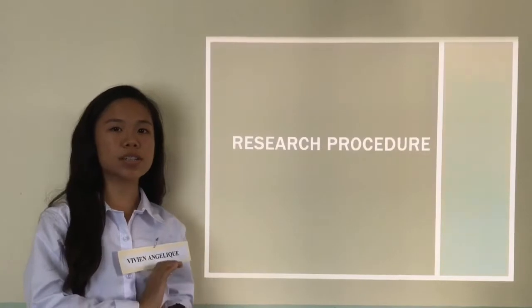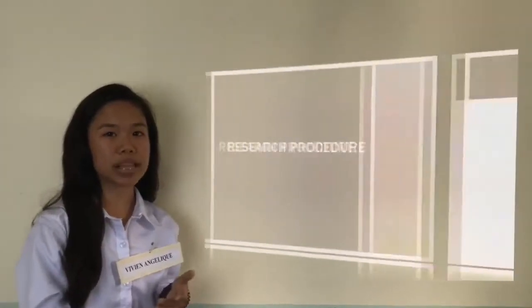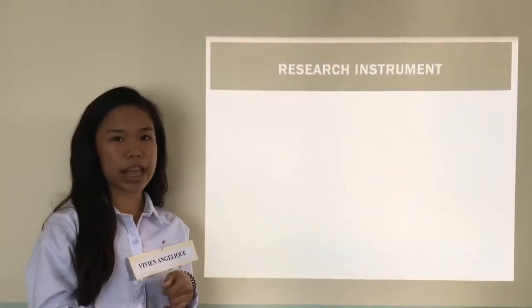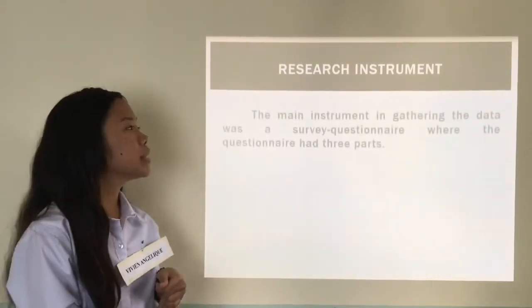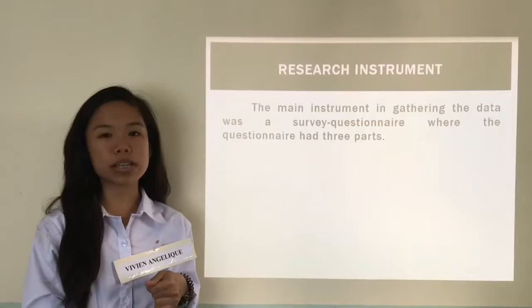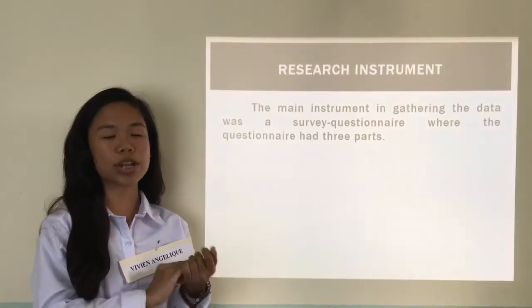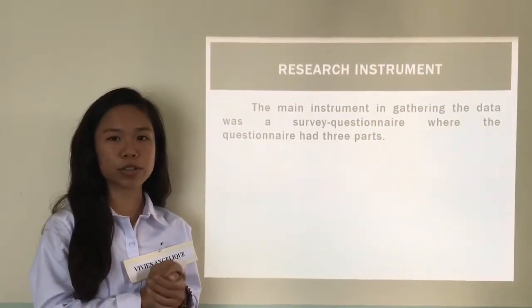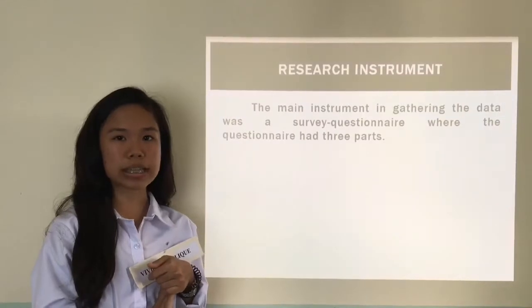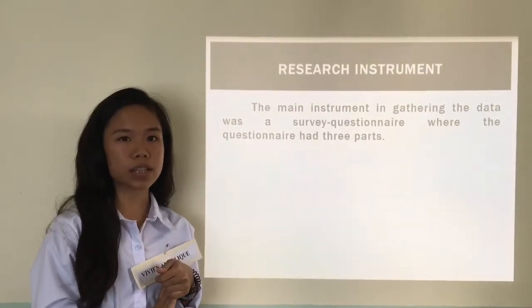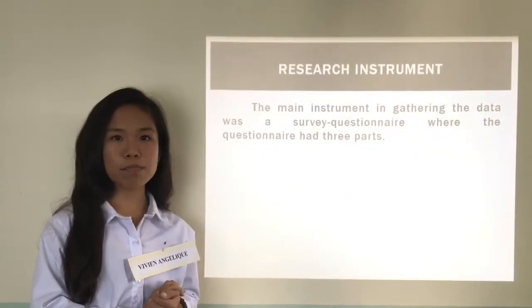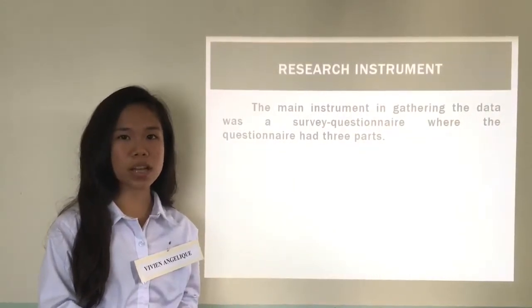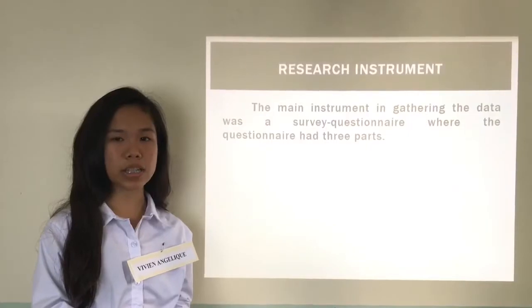Research procedure. In research procedure, we have research instrument, how data were gathered, and limitations and solutions. In research instrument, the main instrument in gathering the data was a survey questionnaire, where the questionnaire had 3 parts. The first part contained the profile of the respondents. The second part contained the indicator of how the respondents are learning. Lastly, the third part was a question on how many is the allotted time of the respondents in studying.